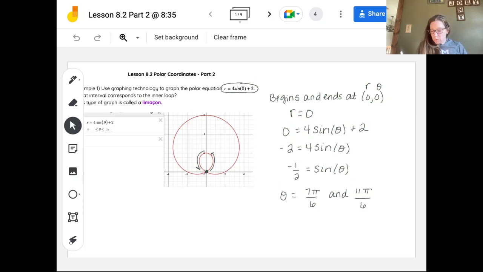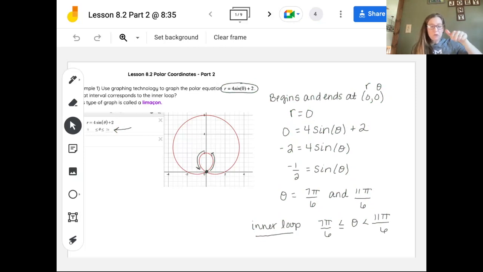So the inner loop, the part that we were just looking for, goes from 7 pi over 6 less than or equal to theta less than 11 pi over 6. That's just for the inner loop. I notice here in Desmos it gives me from 0 to 2 pi. Well, that would be the entire limacon itself. So the entire piece would repeat itself at 2 pi. We were just looking for the inner loop regardless of the outside that's happening. So be careful with what it's asking for.